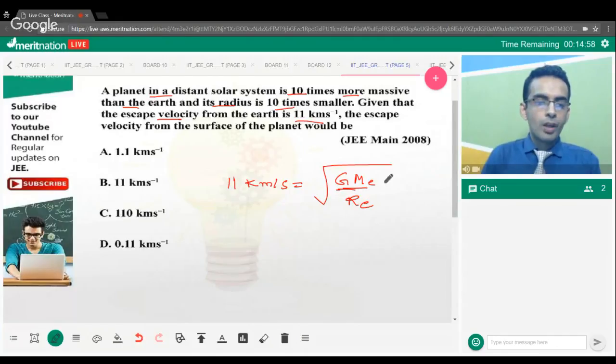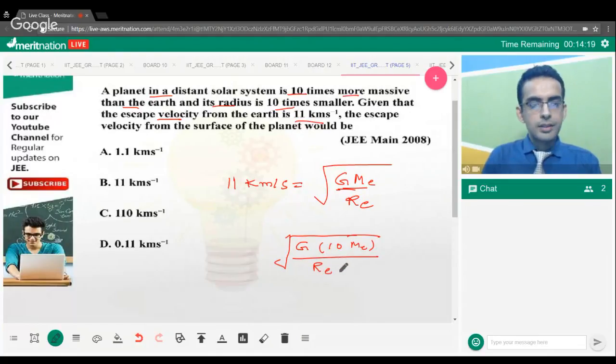Now for the given planet, its mass is 10 times more than that of Earth. So its mass is 10 times Me, and radius is 1/10th of the Earth's radius. You can see it's 10 times Me, and radius is Re by 10.